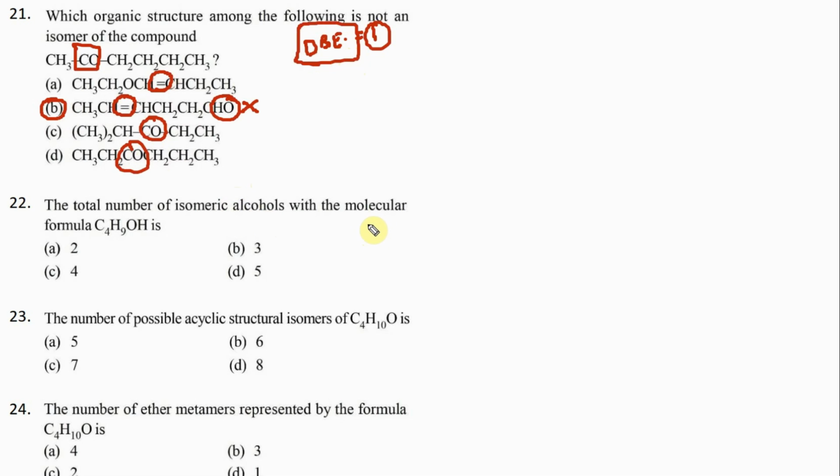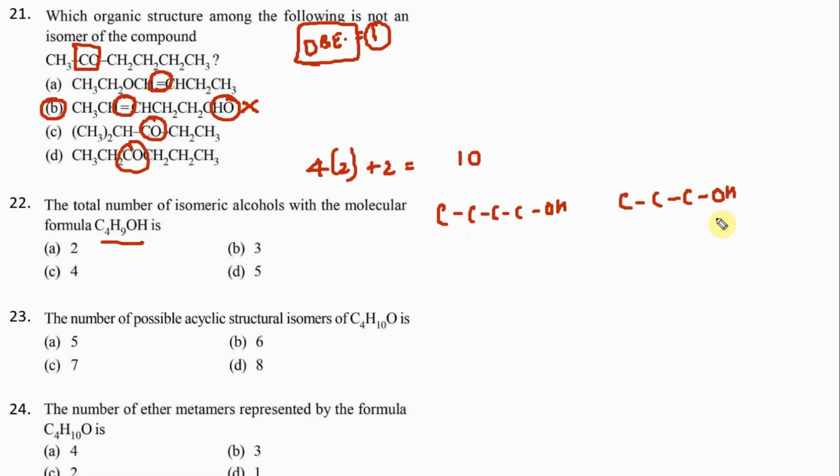The total number of isomeric alcohols with the molecular formula. So again double bond equivalent is what? 4 times 2 plus 2. So how much should be there? 10. How much do you have? 10. So straightforward. So I'm going to have OH, isomeric alcohol. No double bonds, so I can have this. Okay, right away we can do this.